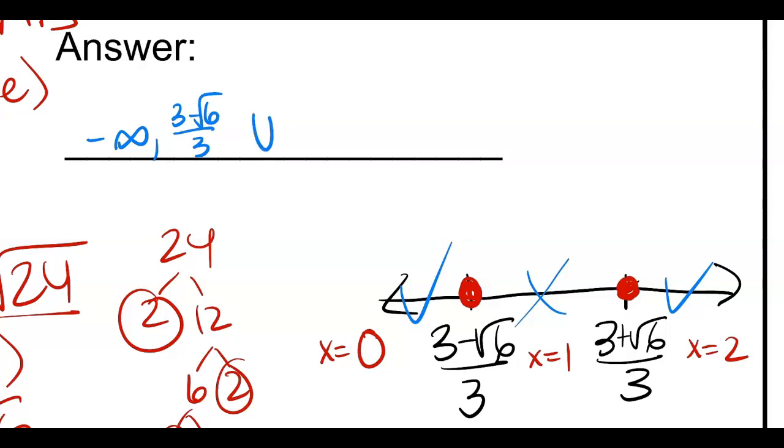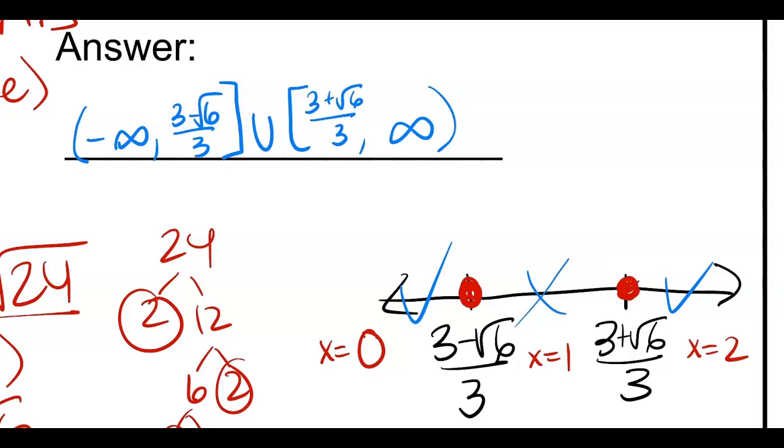Before we union that, we need to put 2 things, a parenthesis around the negative infinity and a bracket around the ugly fraction. From the other side, we're going to skip all of this space in between 3 minus square root 6 and 3 plus square root 6. We're going to skip all of that space and just pick up over here and go all the way to infinity. So we're going to make this bracket 3 plus the square root of 6 over 3 to infinity. That is your answer.